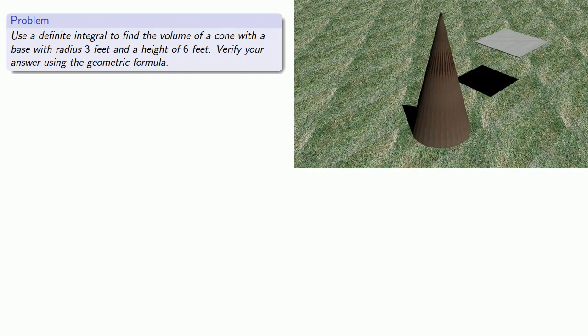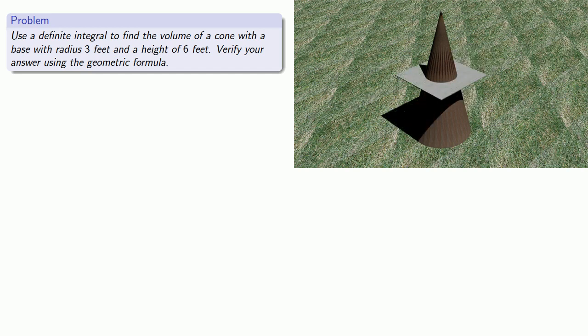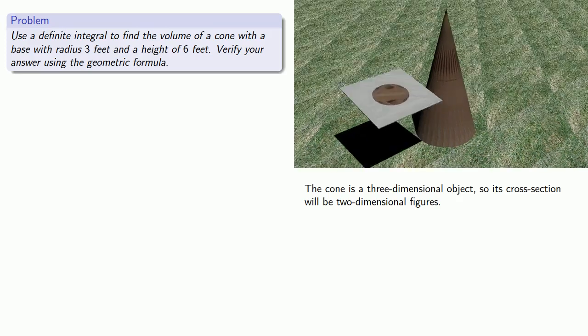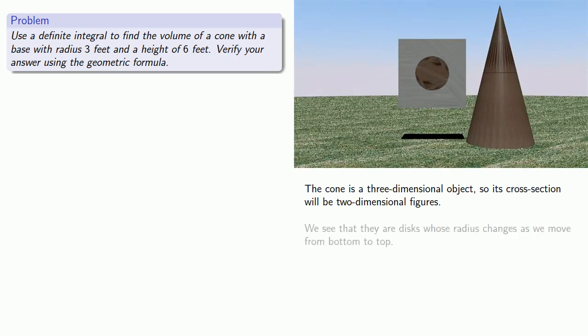And what we want to do is take a slice through the cone. The cone is a three-dimensional object, so its cross-sections will be two-dimensional figures. What figures? We see that they are disks whose radius changes as we move from bottom to top.